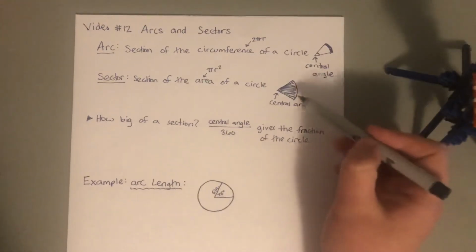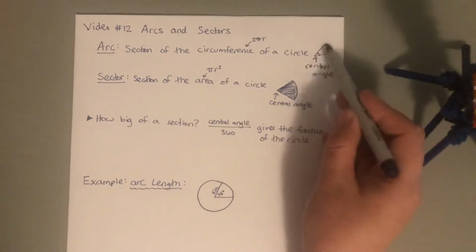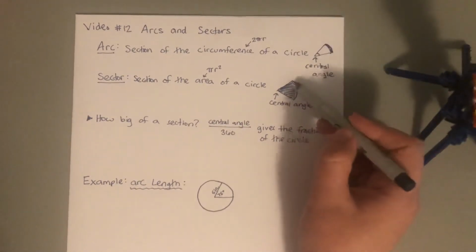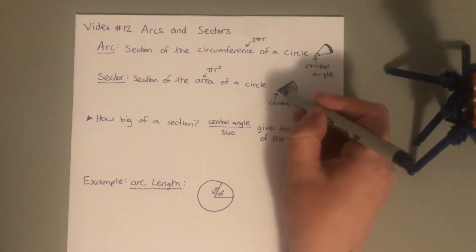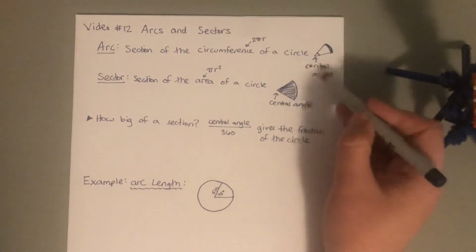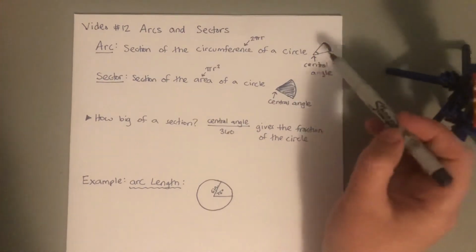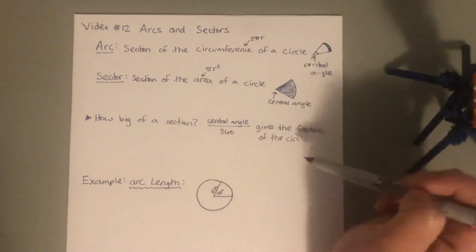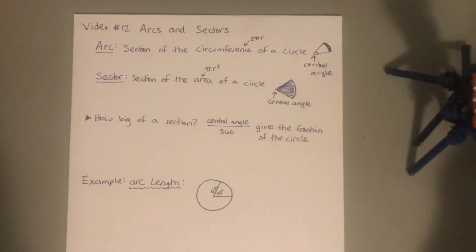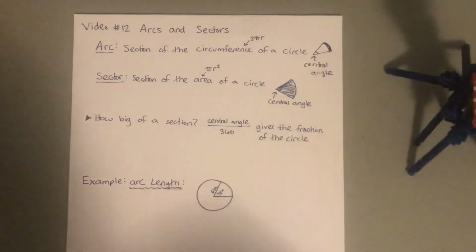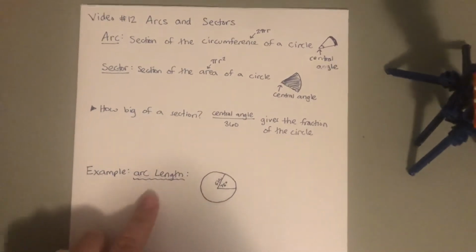Now, we don't have all the 360 degrees in our sector or our arc out here. If we did, we'd have the whole circle. We just have a small part of it. So what we do is identify whatever this angle in here is. That's called the central angle of our arc or of our sector. And we just divide that by 360, and that gives us the fraction of the circle that we're actually focusing on. So let's look at an example of how to find the arc length and an example of how to find the sector area. First, let's start with arc length.